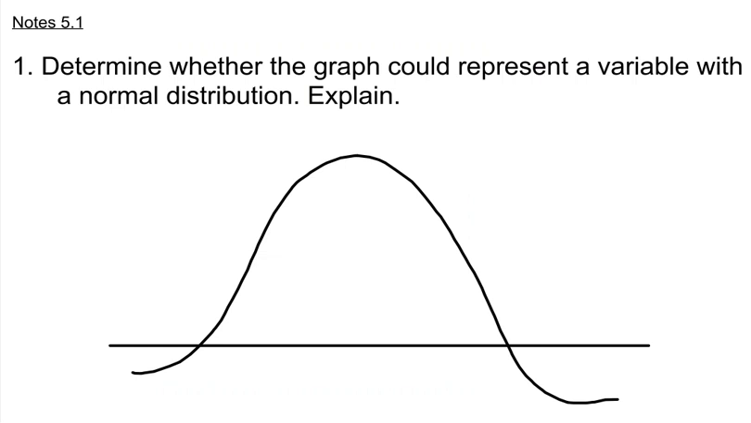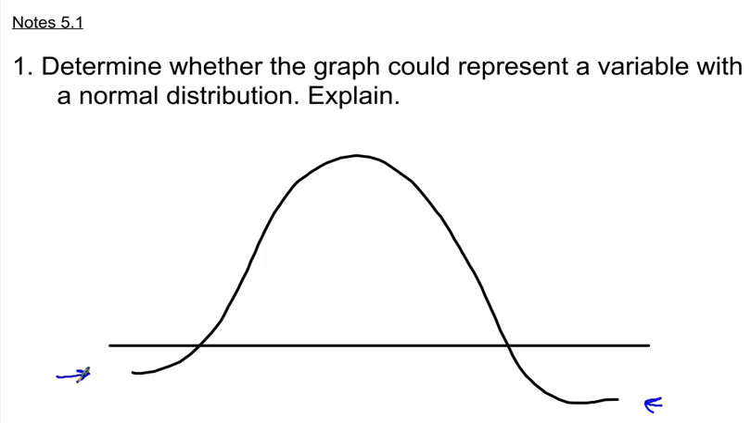Right, so let's take a look at 2 examples together. All we want to do with the information we just took down is to determine whether this graph could represent a variable with a normal distribution. So looking at this curve, it does sort of look like a bell almost, but over on the right-hand side, it looks like it's a little lower than the left-hand side, so it's not quite symmetric.